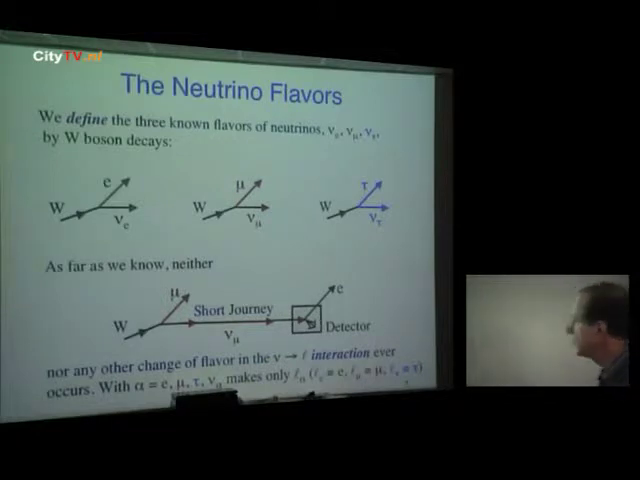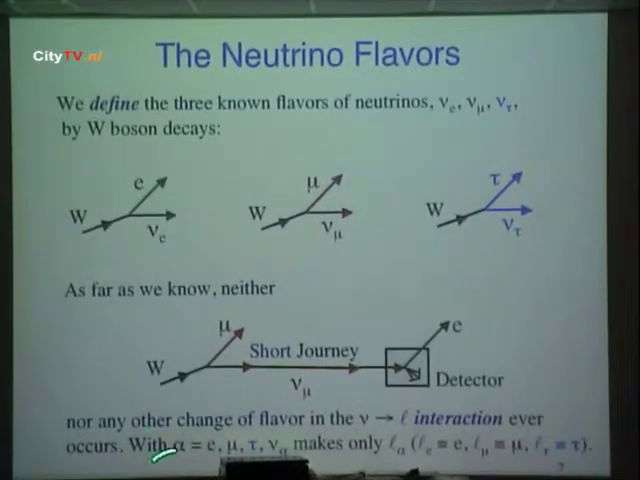So far as we know, if I use this notation, alpha referring to flavor, E or mu or tau, is anybody blocked by this box? Sort of iffy? Bye-bye box.